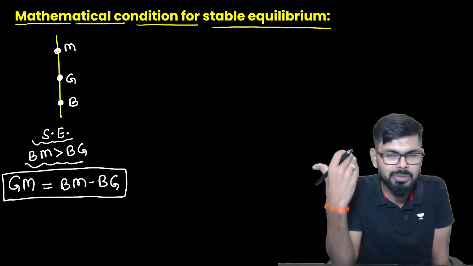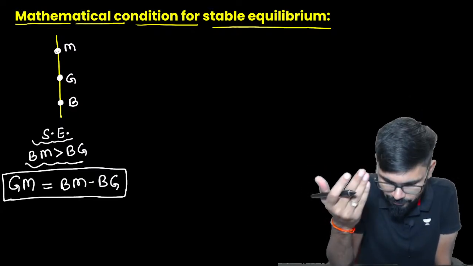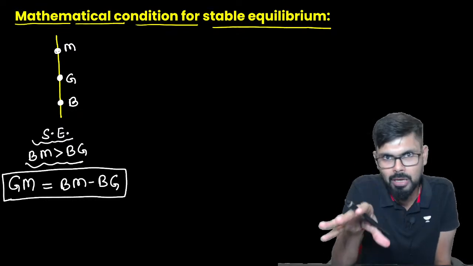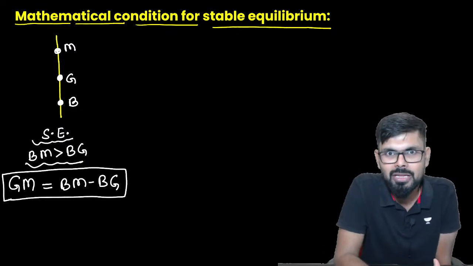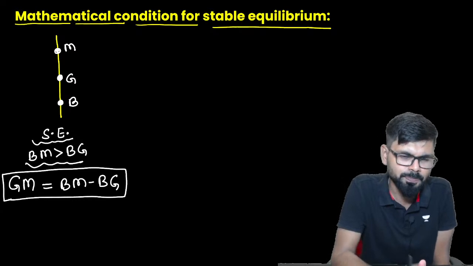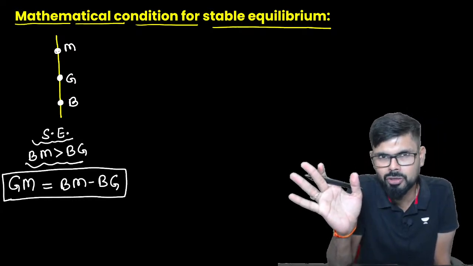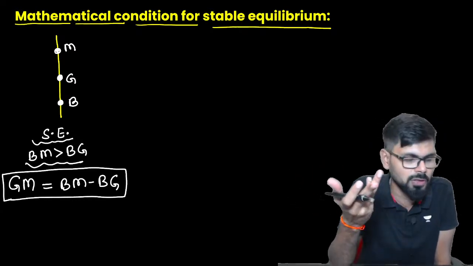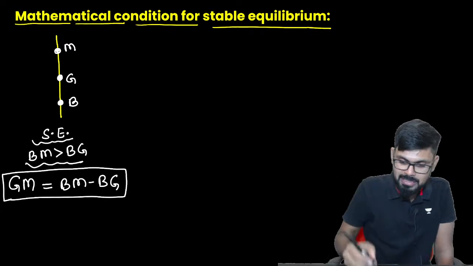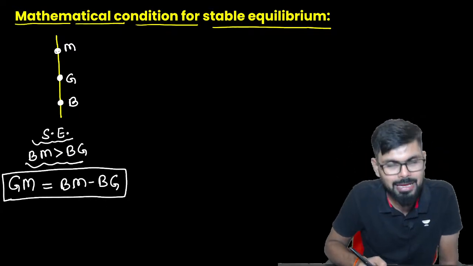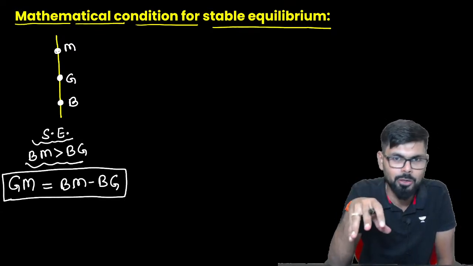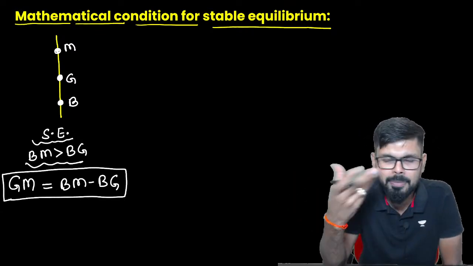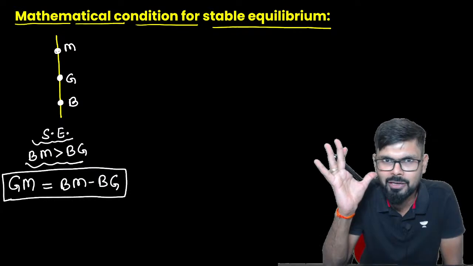Even to calculate BM value, we have one formula. That derivation is also there, but I am not going to give you that derivation. I am going to give you the direct formula because it's a short term course, otherwise the course will not complete on time, right? Once you get BM value and BG value, and BG is very easy to calculate, then we can find GM very easily.